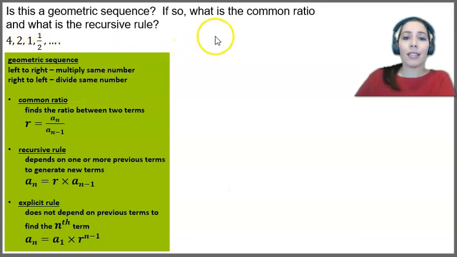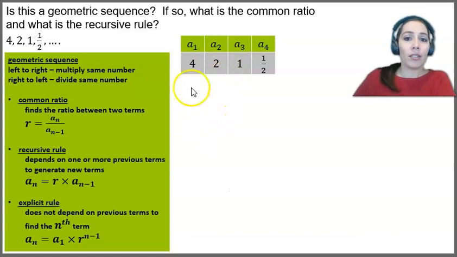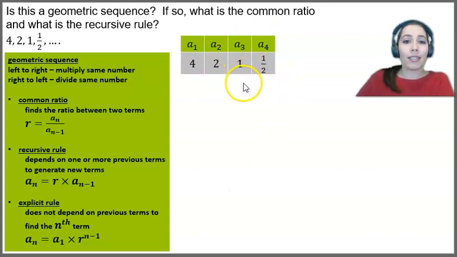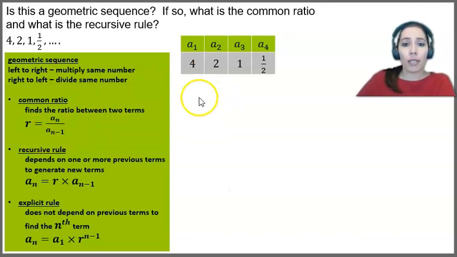So when I'm looking at this, I actually like to put them in a chart, and I like to label the positions. So a sub 1 is 4, a sub 2 is 2, a sub 3 is 1, and a sub 4 is 1/2. So once I have them all in a little chart like this, I am going to use the common ratio to find that number that they're either being multiplied by left to right or divided by from right to left. So this common ratio formula here is r equals a sub n over a sub n minus 1.